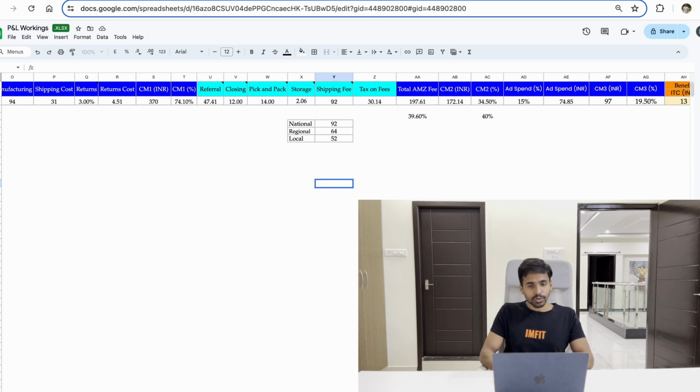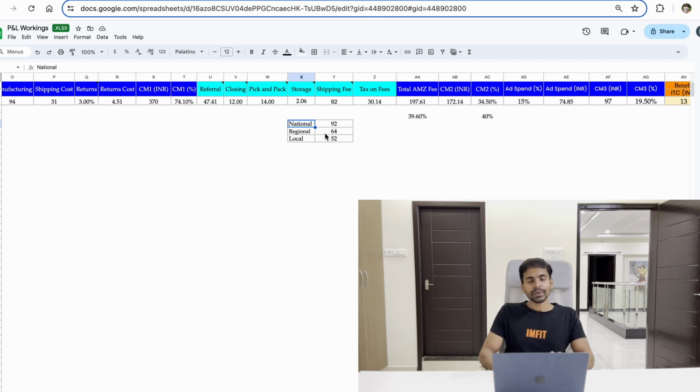After storage fee, I also have my shipping cost. Now within India, your shipping cost largely depends upon the region. If you are fulfilling your products locally within your same city, then your shipping cost is low. If you are shipping your goods regionally, then your shipping cost is a little higher. And if you are fulfilling a national order, your cost will be much higher.